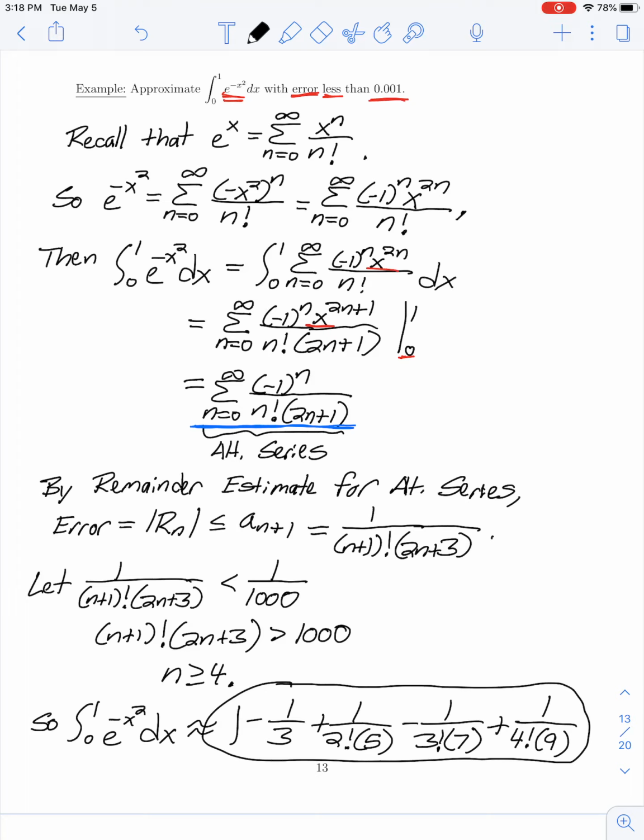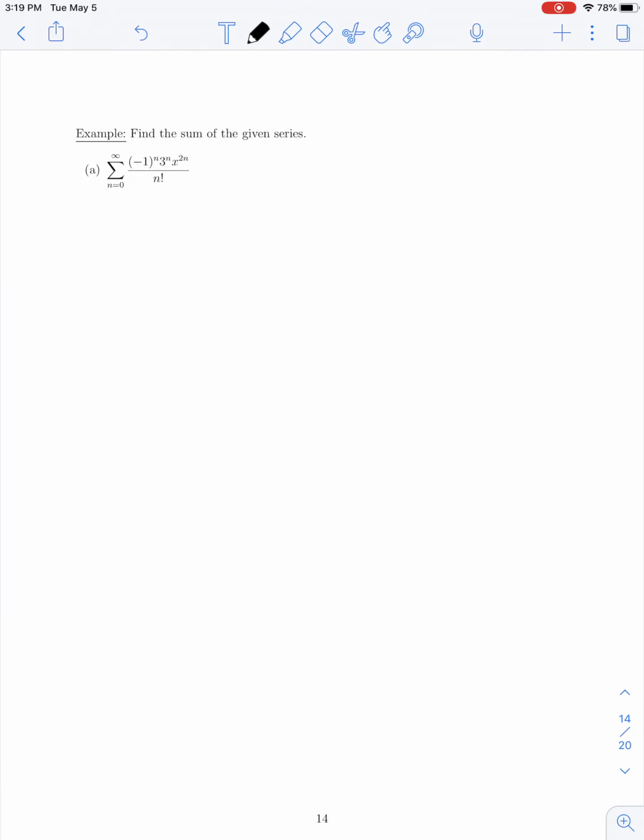Now, another application of Taylor and Maclaurin series is that they allow us to find the sum of certain types of series if we can think about them as a Maclaurin series. So let's look at some examples. In this first example, we are asked to find the sum of the series from 0 to infinity of negative 1 to the nth times 3 to the nth times x to the 2n all over n factorial.